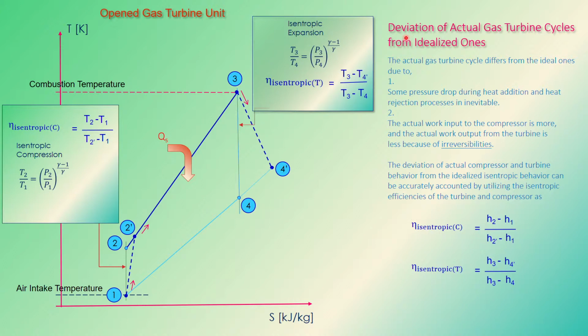I'll just roughly read out the notes written here. The deviation of actual gas turbine cycles from the idealized ones, that means the theoretical or ideal ones.